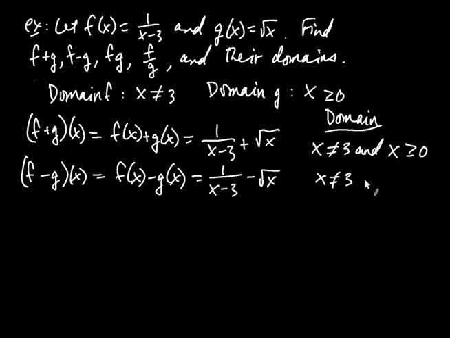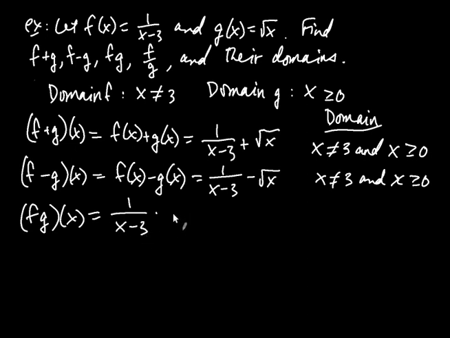X cannot be equal to 3, and x is greater than or equal to 0. So actually, when you put these together, we're basically talking about all the numbers greater than or equal to 0 except for 3, right? So I wrote it like this, but that's really what we're talking about. Okay, then the product, that is f multiplied by g, you simply take f, which is 1 over x minus 3, and you multiply it by the square root of x. Okay, and that ends up being the square root of x divided by x minus 3.